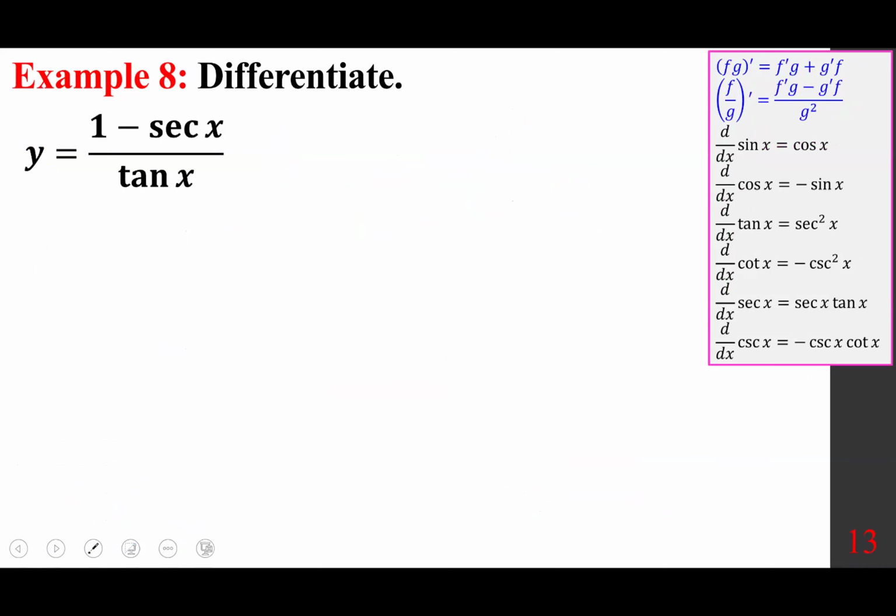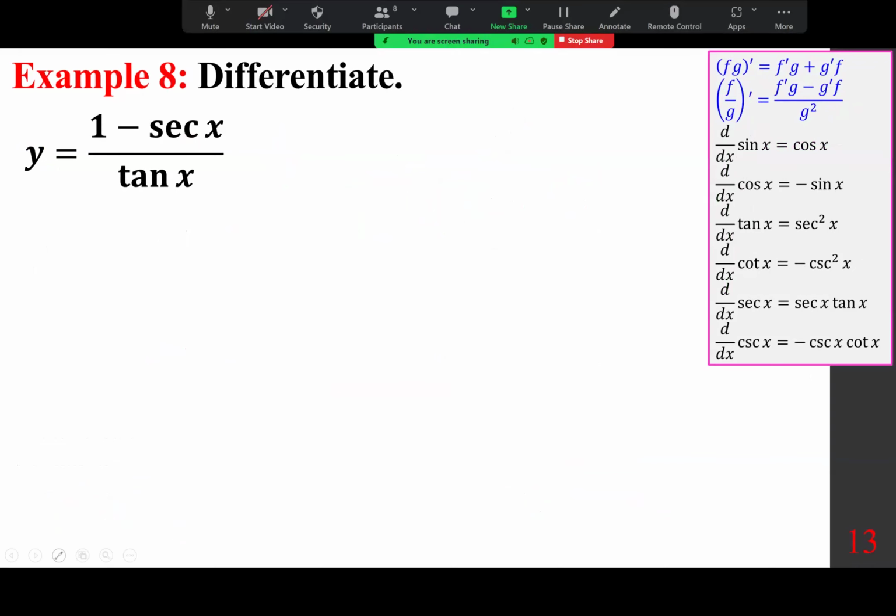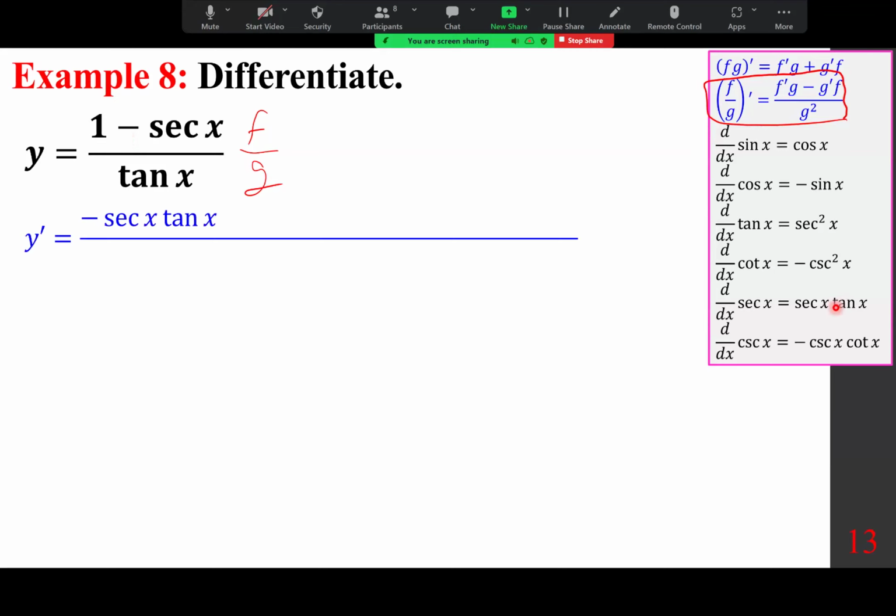Differentiate y equals (1 minus secant x) over tan x. I'm going to call it f over g. I'm going to write the quotient rule for differentiation, and I'm going to follow that. So I need f prime at top. 1, of course, is a constant and gives me 0. Secant x gives me secant x tan x. We keep the negative sign, so minus secant x tan x.